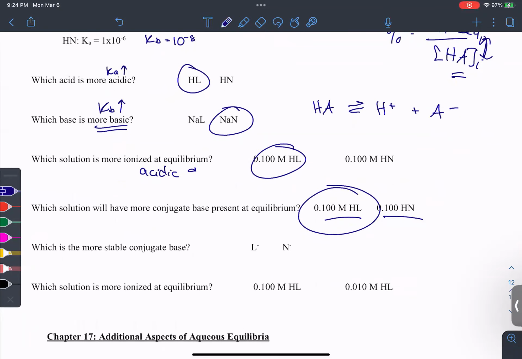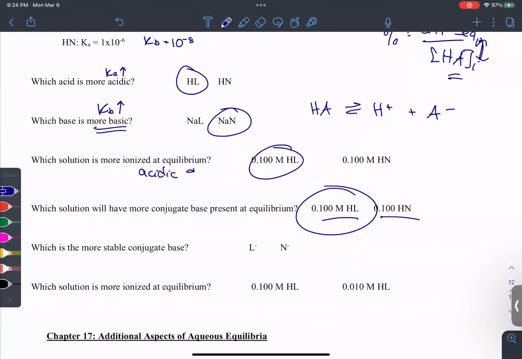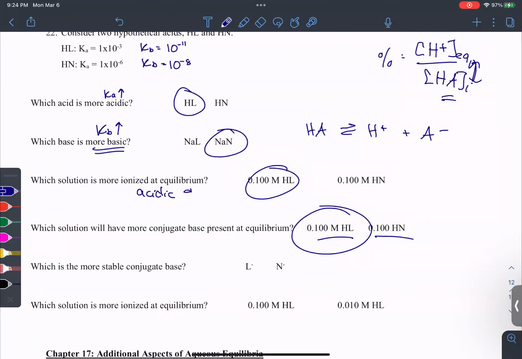Which is the more stable conjugate base, L minus or N minus? Here are the numbers. What has good conjugate bases? Strong weak acids, so it's L minus, right? Because it's going to give away all of its protons because L minus is so stable. And it's an independent woman. Don't need no protons. All right, which solution is more ionized at equilibrium?